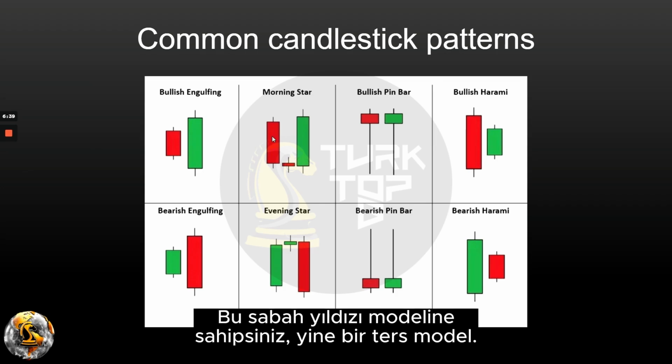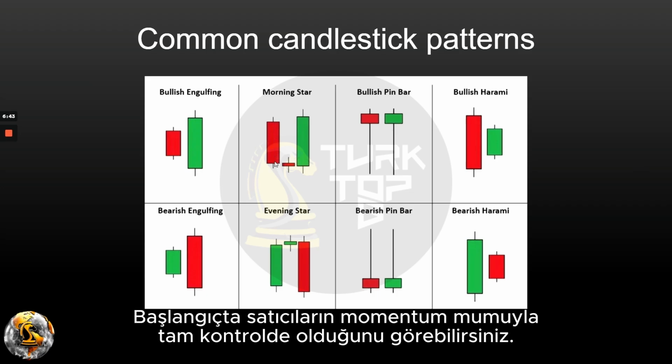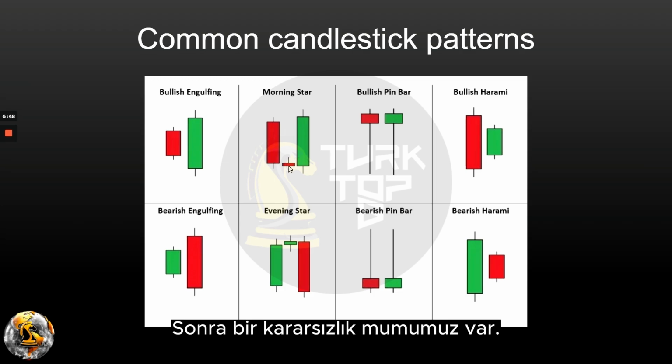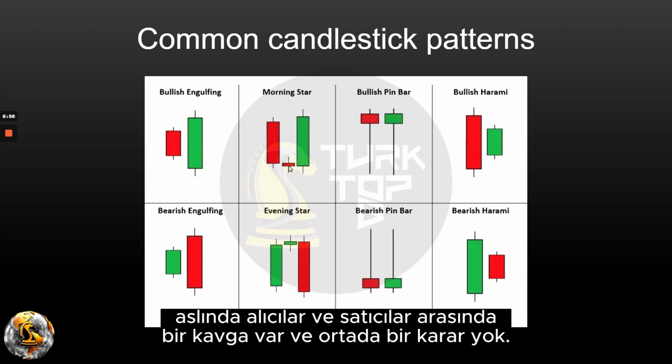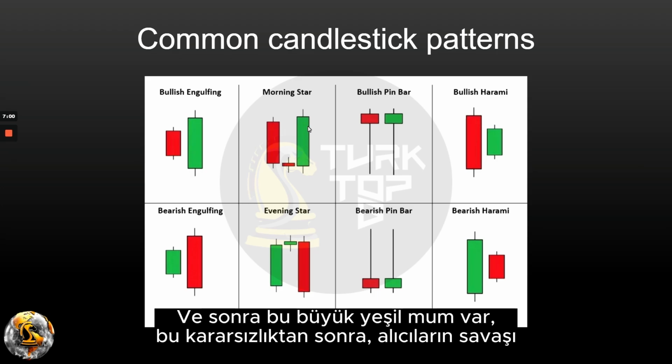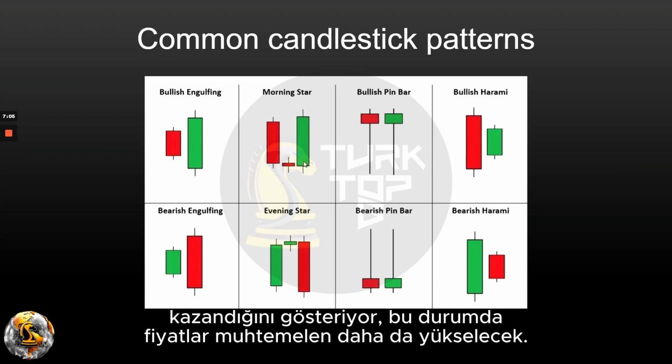You have this morning star pattern, again a reversal pattern. You can see initially the sellers are in full control with the momentum candle. Then we have an indecision candle. What does this tell us? That now sellers are not in full control. There's actually a fight between buyers and sellers and there's no decision. And then you have this big green candle. It shows that after this indecision, buyers won the fight, in which case price is now likely to go higher.